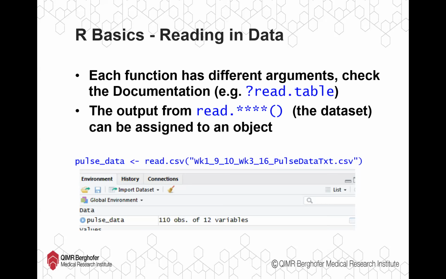So for example, here, the code above the picture would call in the data set and save it as the object pulse_data, and it would appear in our environment as an object called pulse_data of 110 observations of 12 variables. But let's quickly go into R to see how that would work.